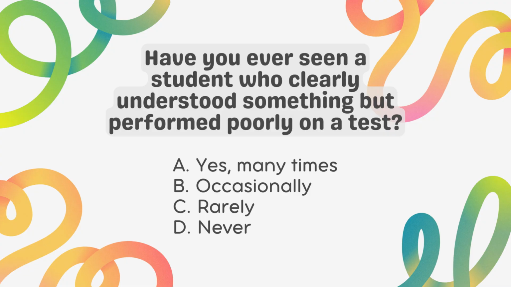Before we begin, I want to ask you a quick question. Have you ever seen a student who clearly understood something during class activities, but then performed poorly on tests? Type A for yes, B for occasionally, C for rarely, or D for never in the chat. Most teachers have experienced this at some point. Today's case study looks at one example of how that can happen.